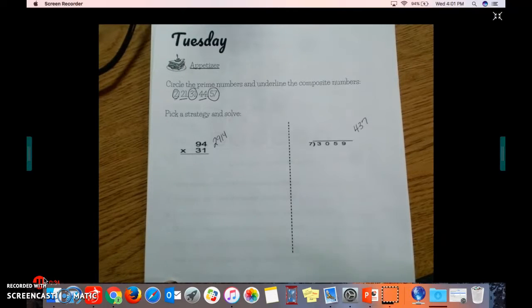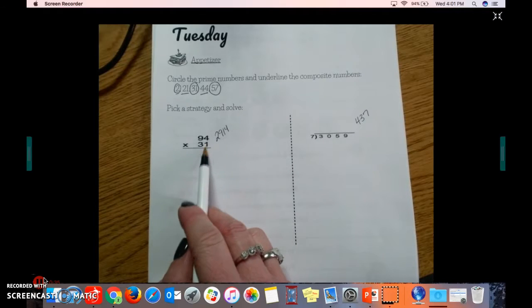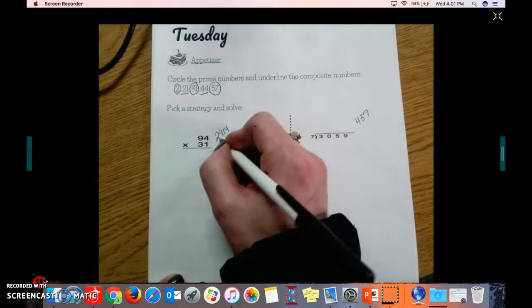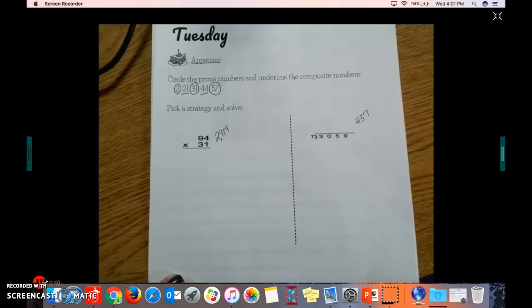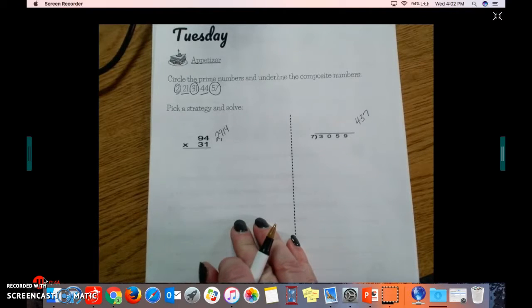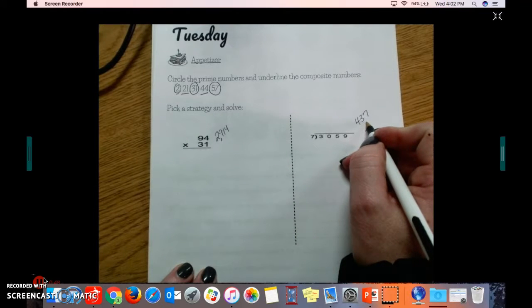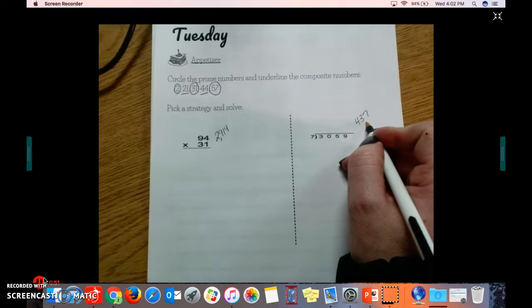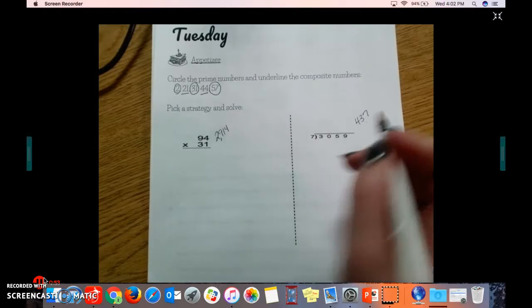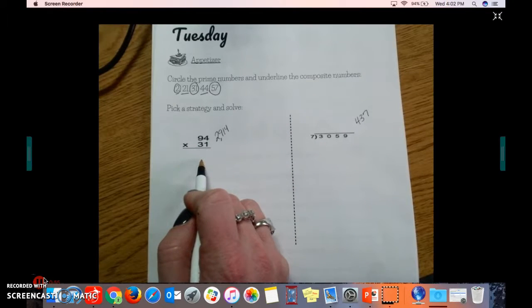The next step is your multiplication. For 94 times 31, the answer is 2,914. If you have that correct, you can move on to check your division problem. And the answer to our division problem is 437. So if you have both of those correct, you're going to move on to the main menu. Otherwise, you're going to go through this process to check and see where you made your mistake.